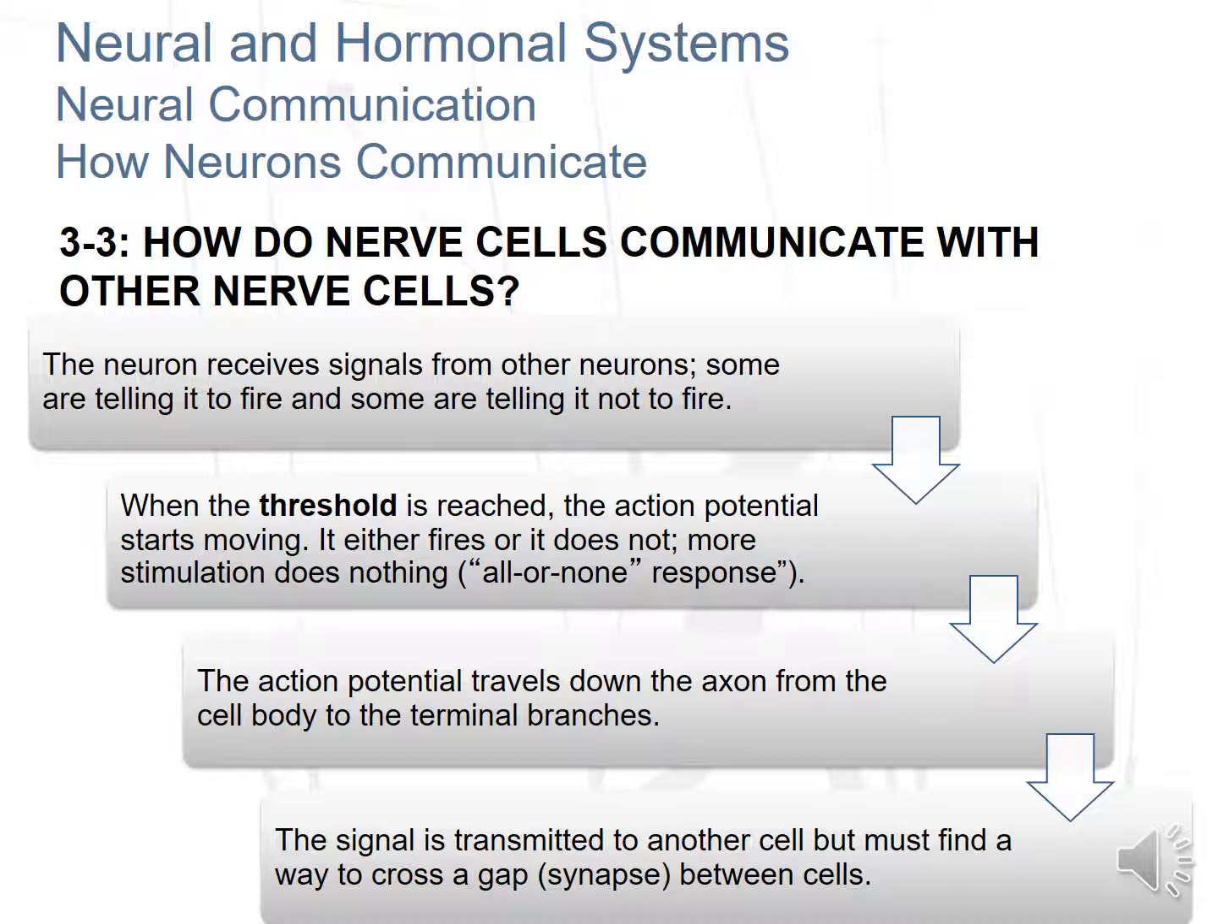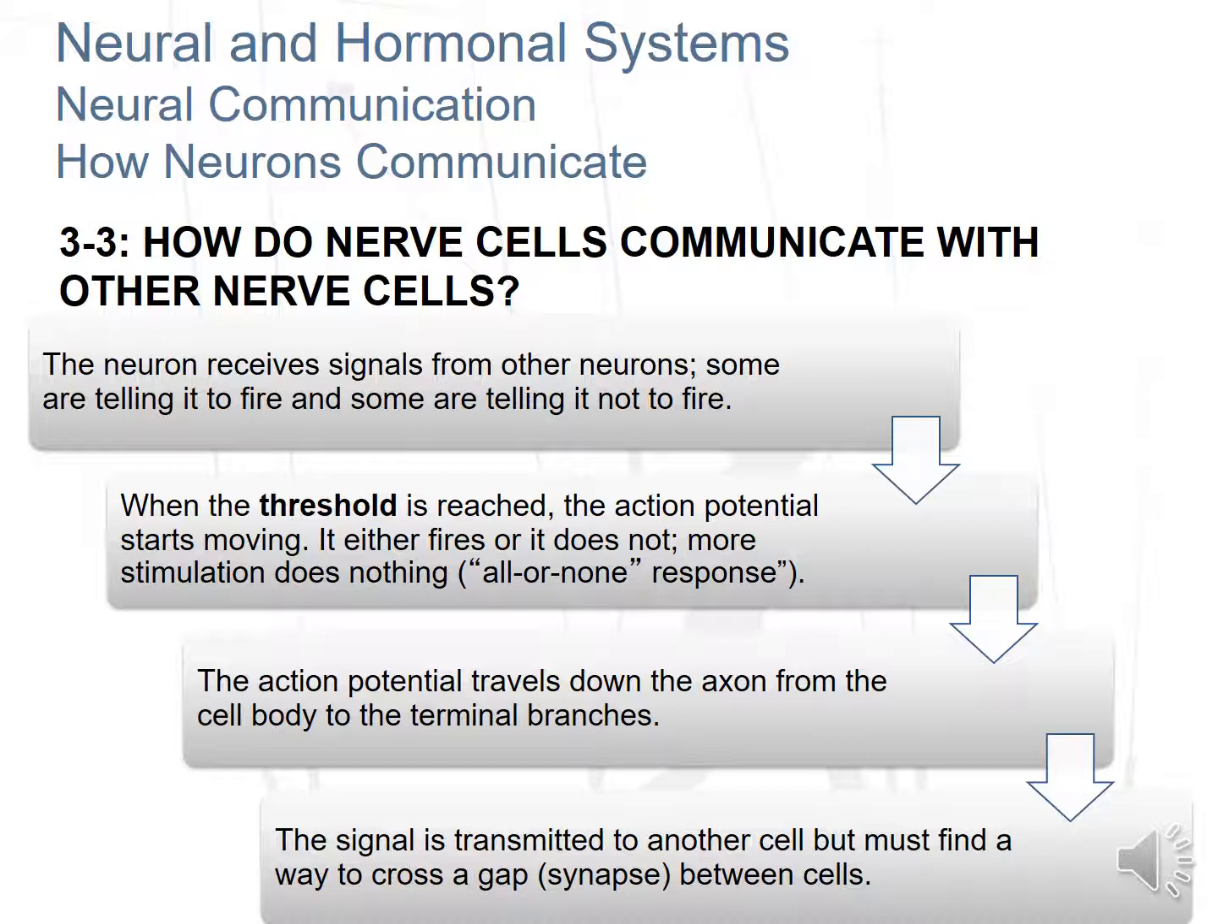So the last part of this module we're going to review is how nerve cells actually communicate with other nerve cells. The neuron receives a signal from other neurons. Some are telling it to fire and some are telling it not to fire. When the threshold is reached, the action potential starts moving. It either fires or it does not. More stimulation does nothing. It is an all or none response.